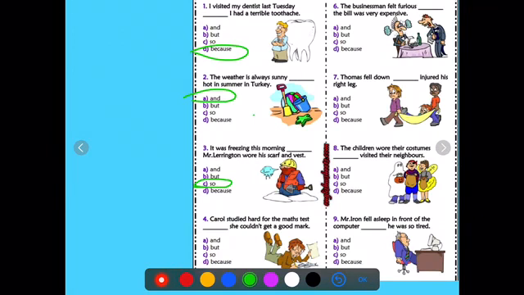Number 4. Carol studied hard for the math test. Blank, she couldn't get a good mark. Very good. Something positive, but the result was something negative. The contrast, okay? We're using but. Carol studied hard for the math test, but she couldn't get good grades.